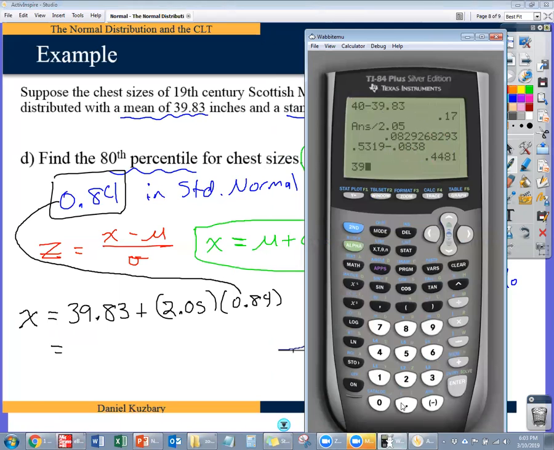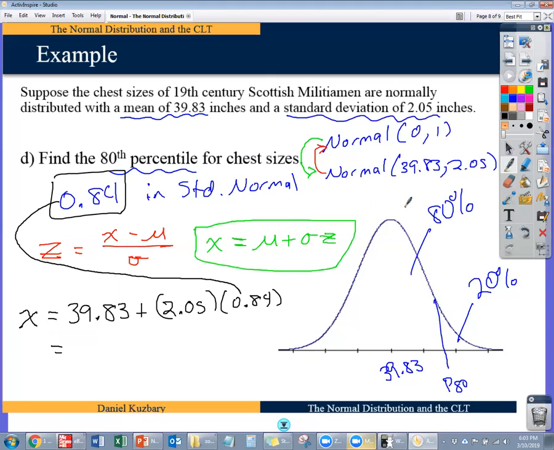So I'm going to do that in my calculator now. I think order of operations is going to work out because it's going to do the multiplication and then add it. So I get 41.552. Let's round it to 2 decimals: 41.55. I picked 2 decimals because that's in 2 decimals. In other words, my P80 is equal to 41.55, which means that 80% of the people have chest sizes less than that, 20% have chest sizes more than that.